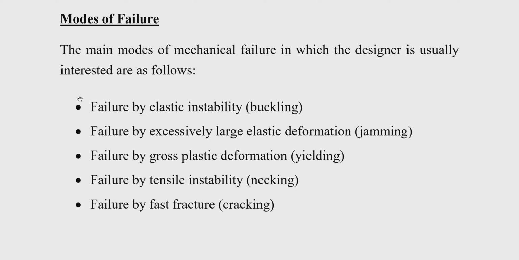to consider are failure by elastic instability, which is also called buckling; failure by excessive large plastic deformation, jamming; failure by gross plastic deformation, which is also called yielding of the material; failure by tensile instability, which is called necking formation. For example, in a tensile test, the necking process occurs after reaching the ultimate stress. Failure by fast fracture. This is the last one, and it is caused by cracking of the material.